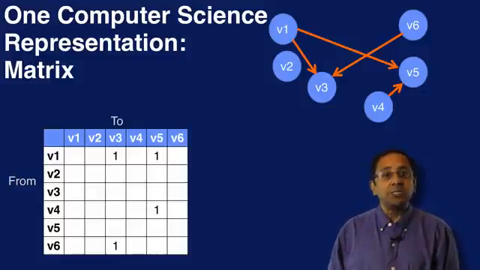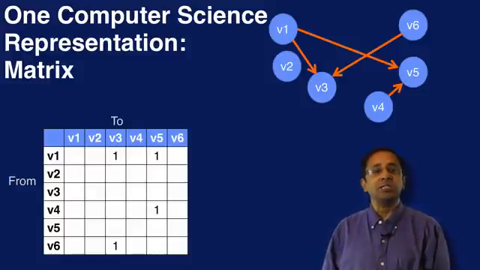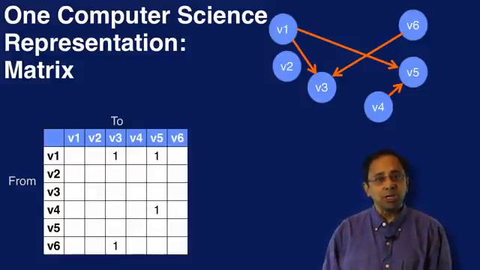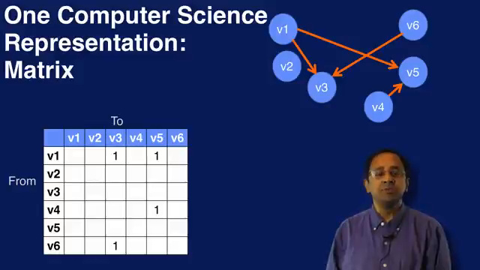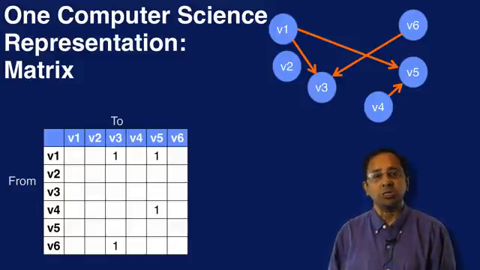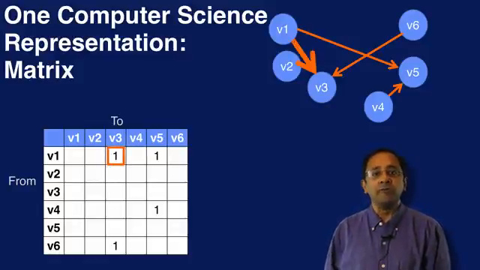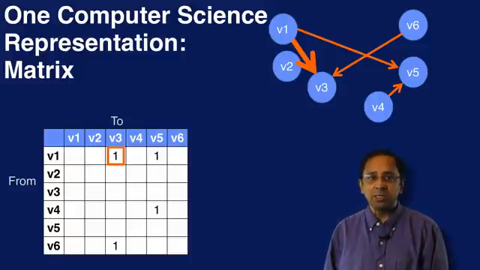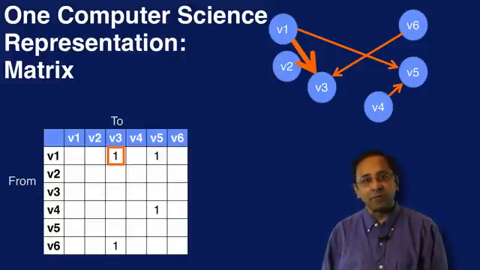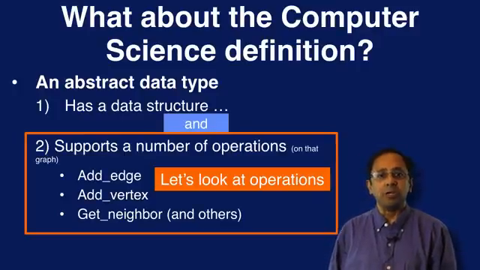We said a computer scientist needs to represent graphs using data structures. Here is one you should recognize. It's a matrix called the adjacency matrix of a graph. Both the rows and the columns of this matrix represent nodes. If I go from V1 along the row, I see there is a 1 at V3, which means there is an edge from V1 to V3. Similarly, there is another from V1 to V5. Let's look at some operations.